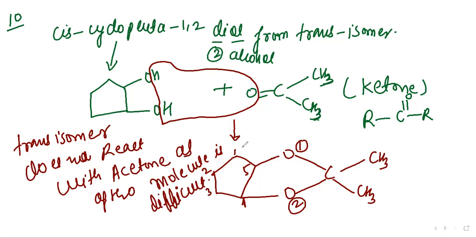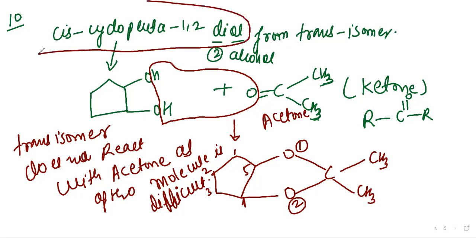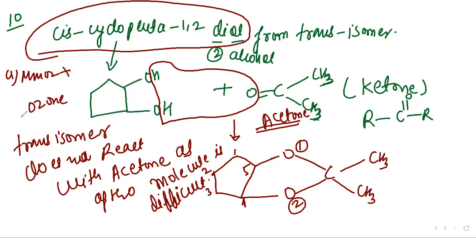So answer is C, acetone. So this is happening with the acetone. So cyclopentane 1,2-diol reacts with acetone. So you have to choose the reagent. So acetone will be the answer. And the other option is magnesium oxide. So it will not happen. Aluminum isopropoxide. Next one is ozone. Right. So it reacts with acetone only. Asked in 2016.